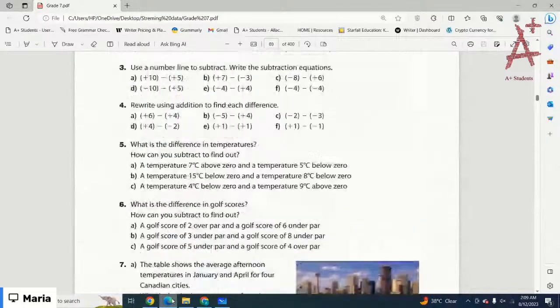Okay, let's just do question number 4. Rewrite using addition to find each difference. So you have to rewrite them to find the difference, right? Positive 6 minus positive 4.